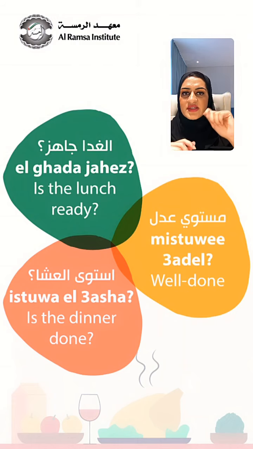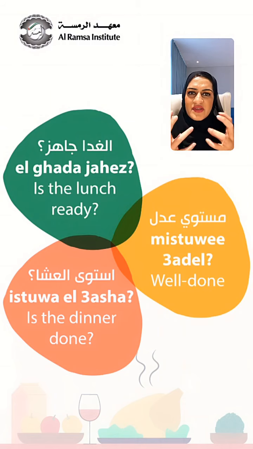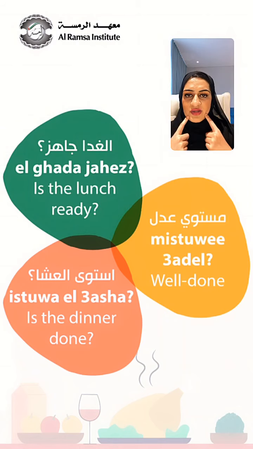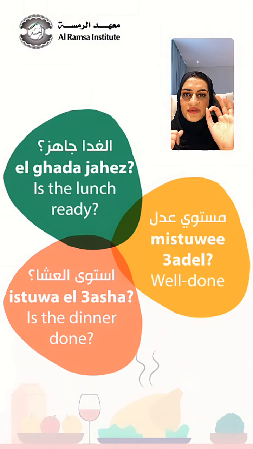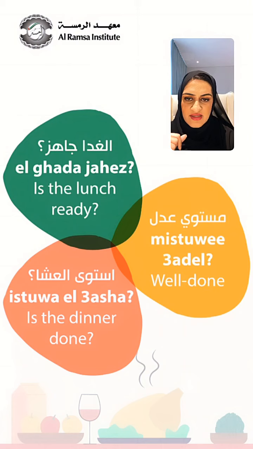Even in the way that you want to grill. You know in English you say well done. So in Arabic we don't have the word well done that much in Emirati Arabic, so we use it most of the time in English, or we can say ما مستوي عدل or مستوي عدل. So عدل means properly as well.